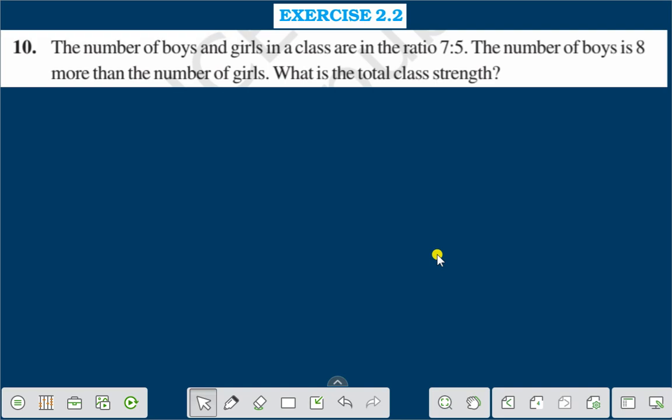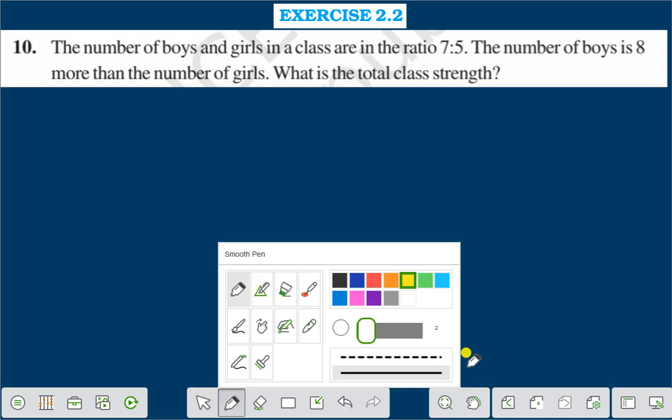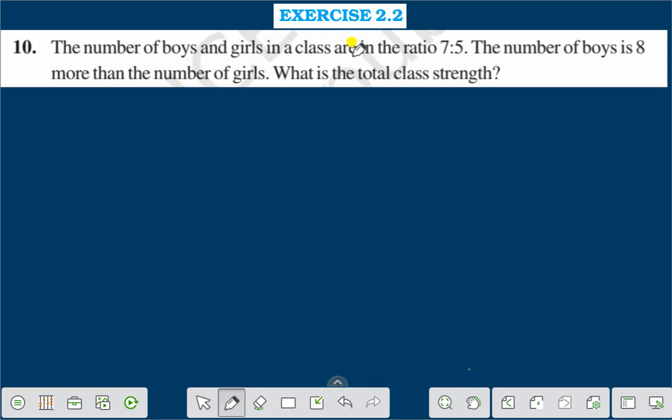Hello everyone. Today we shall discuss exercise 2.2 question number 10. The number of boys and girls in a class are in the ratio of 7:5. The number of boys is 8 more than the number of girls. What is the total class strength?